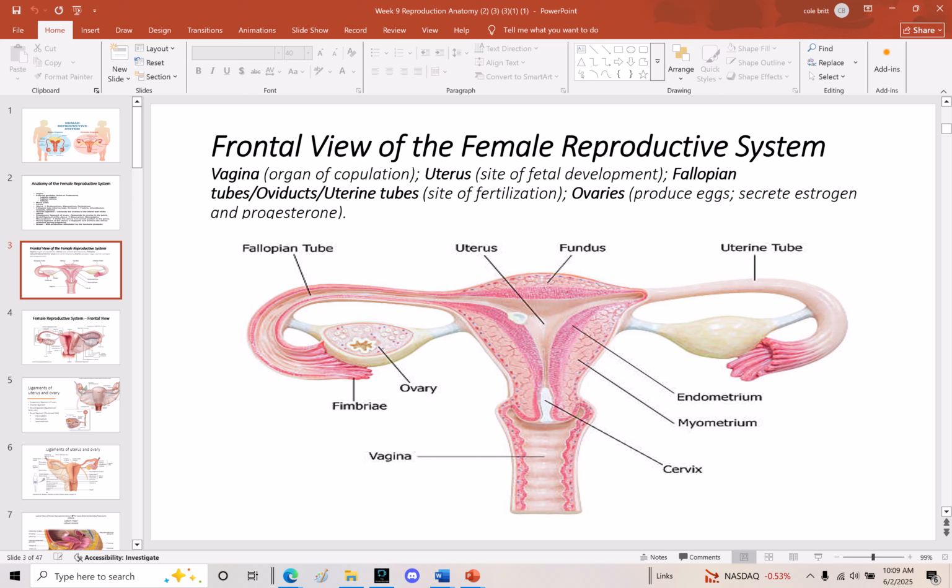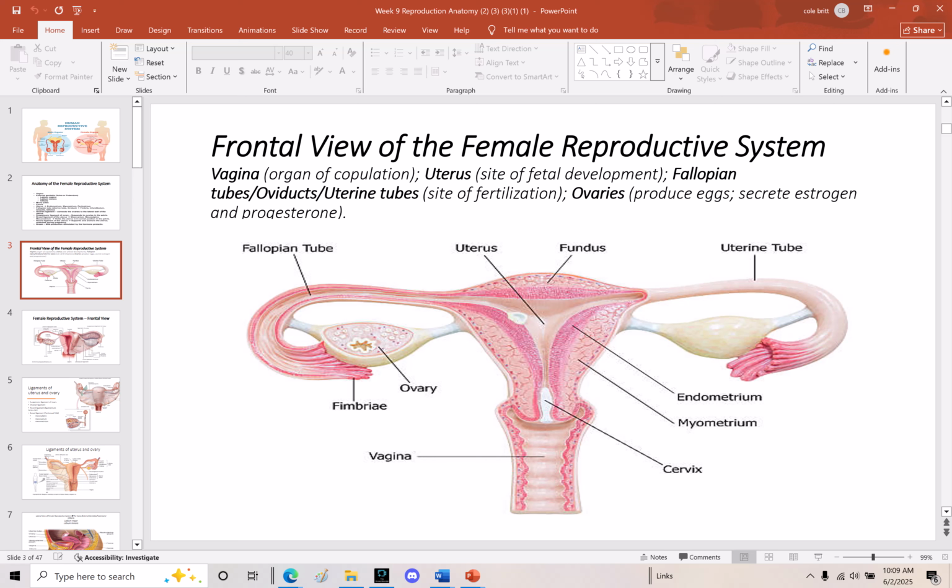Right here in the center, you have the cervical canal. The cervical canal is where the sperm, when they enter the vagina, line up and make their way through the cervical canal and hopefully fertilize the egg. Then we have the ovaries right here, held in place by the ovarian ligaments.